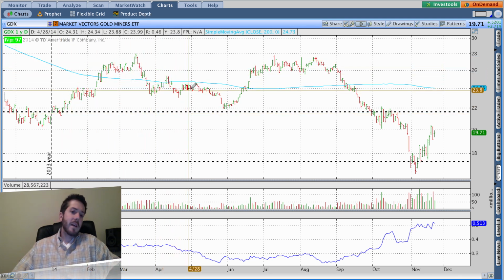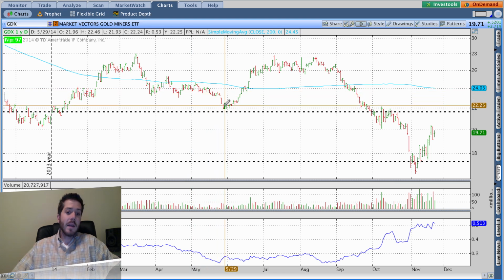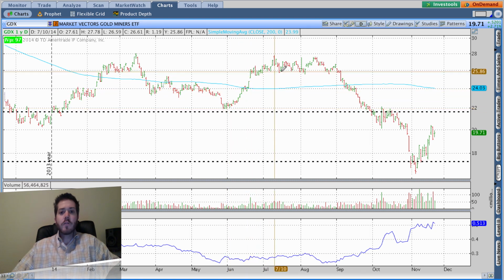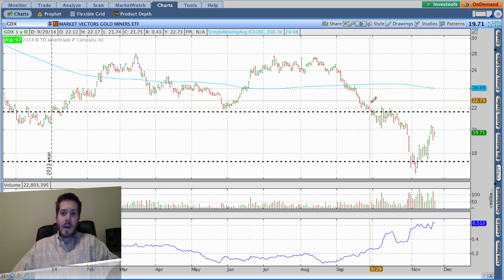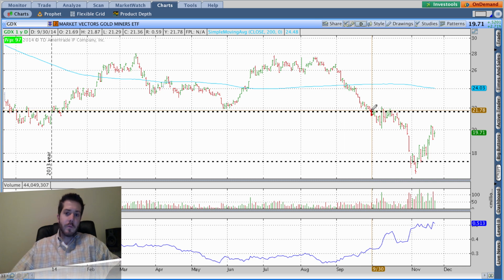Didn't really test that level again until May here, the end of May. And sure enough, that resistance turned support held, and we saw another strong bounce. Came back and retested that resistance turned support level and actually broke back through it, turning that support back to resistance. Since then it's tested it from a resistance perspective, and there's a lot of congestion there before it absolutely tanked, making new multi-year lows.